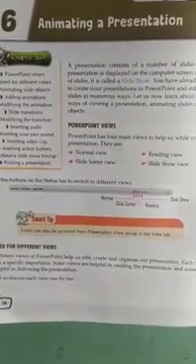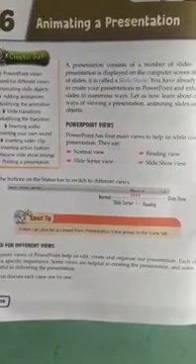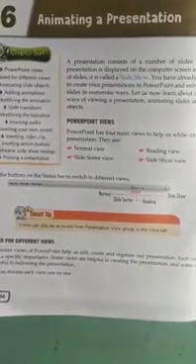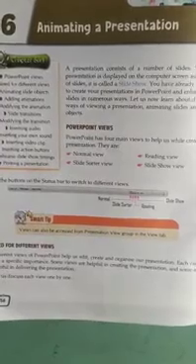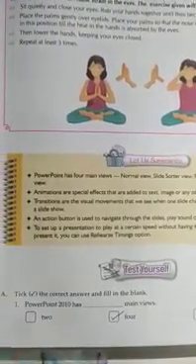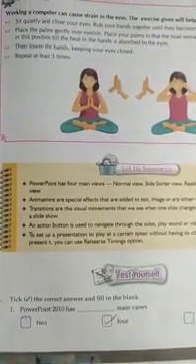Today I am going to teach class 6 subject computer, chapter 6, animating a presentation. This chapter has already been completed, and today I am going to solve the exercise questions. So let's see the exercise questions. See, here are the exercise questions. Question number A: tick the correct answer and fill in the blanks.